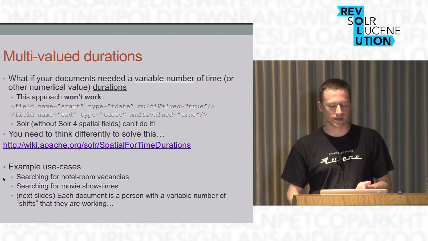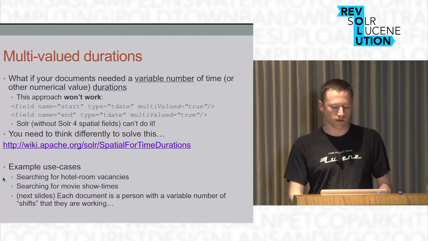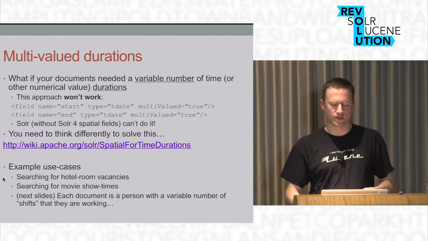And there's different use cases for this. Hotel room vacancies or movie show times was the first case that I've heard of it. Someone was telling me they have certain price ranges, multiple price ranges. That's interesting. Different use cases.